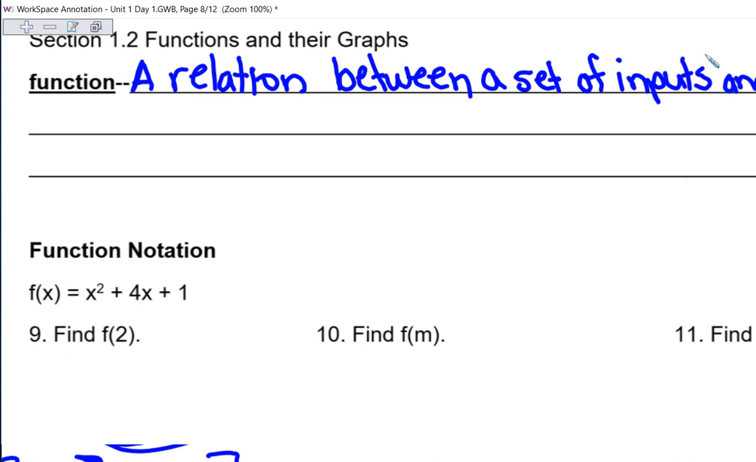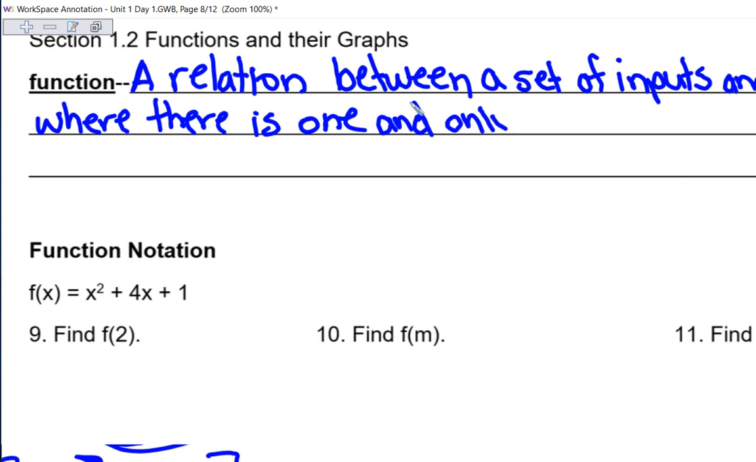where there is one and only one input for every output.